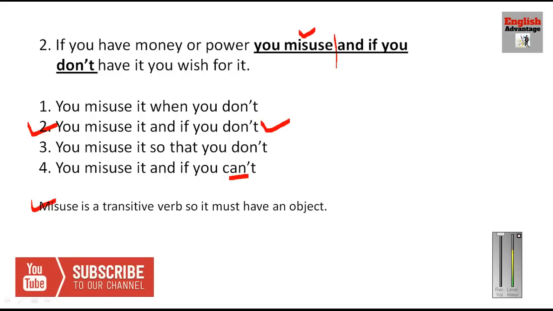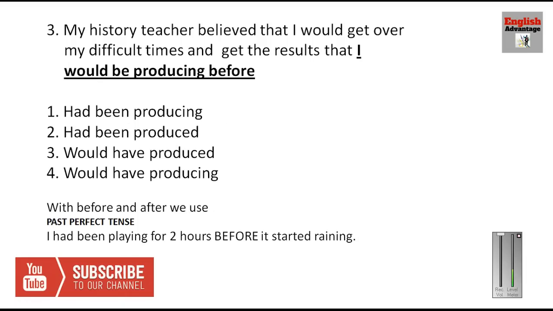All tricky and all important sentences I have taken in this video. So please listen to this video very carefully till the end. Now let us see the next sentence. My history teacher believed that I would get over my difficult times and get the results that I would be producing before. Now just see in this sentence, one word is indicating all the things. The one word is before. We use this word before and after. This word before as well as after are used in the past perfect tense and past perfect continuous tense. So that is why in this sentence we have to put had been producing.